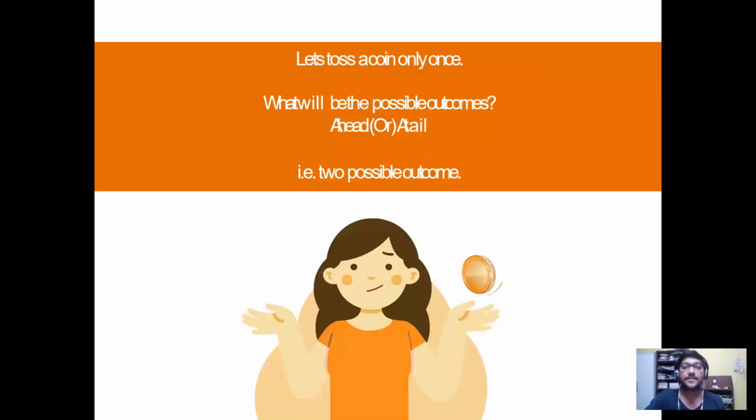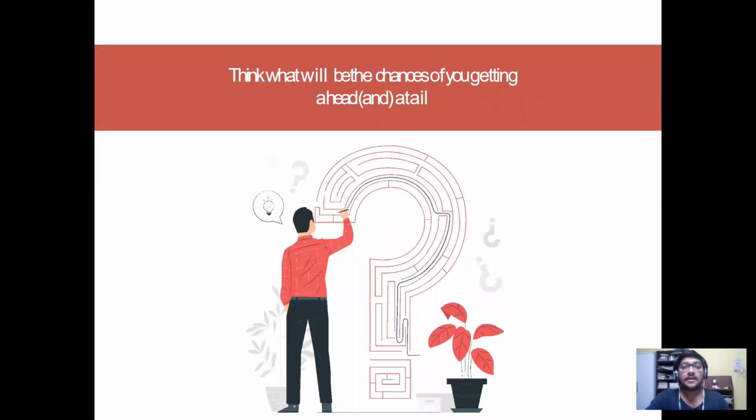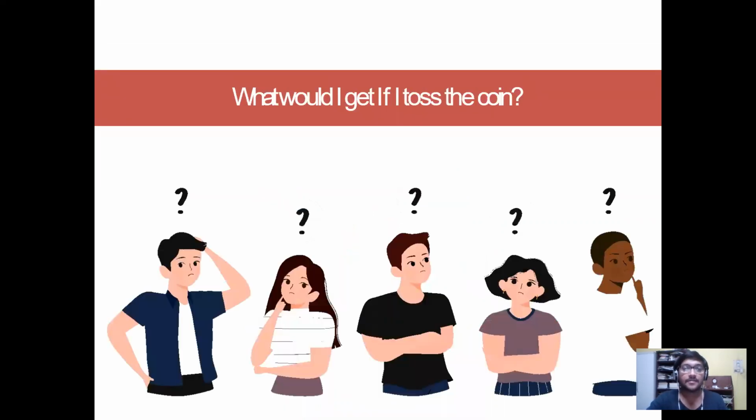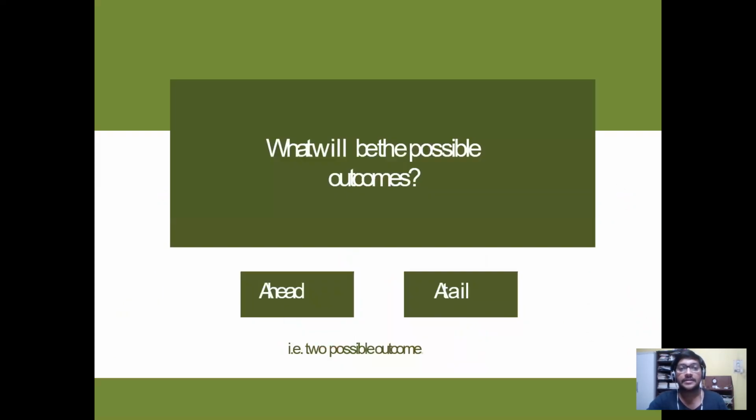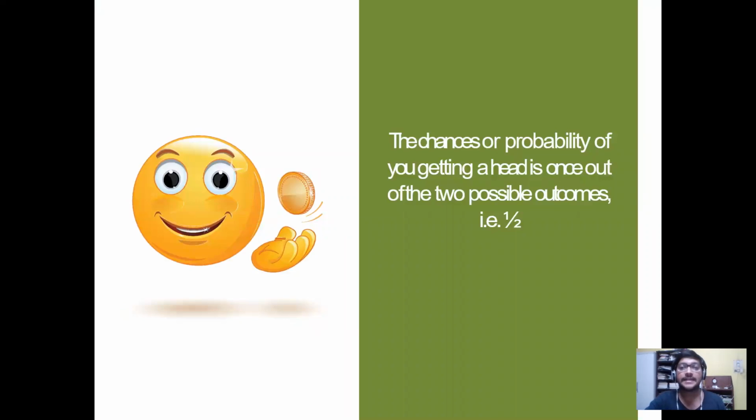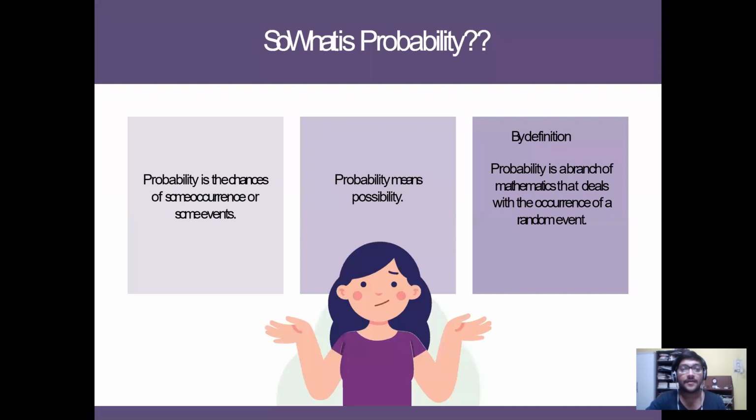Let's take another example. Let's toss a coin only once. What will be the possible outcome, a head or a tail? That is, two possible outcomes. Think, what will be the chances of you getting a head or a tail? What would I get if I toss a coin? So the possible outcomes are a head and a tail, which again is the sample space of this problem. The probability that you will be getting a head is 1 out of 2 possible outcomes, that is half.